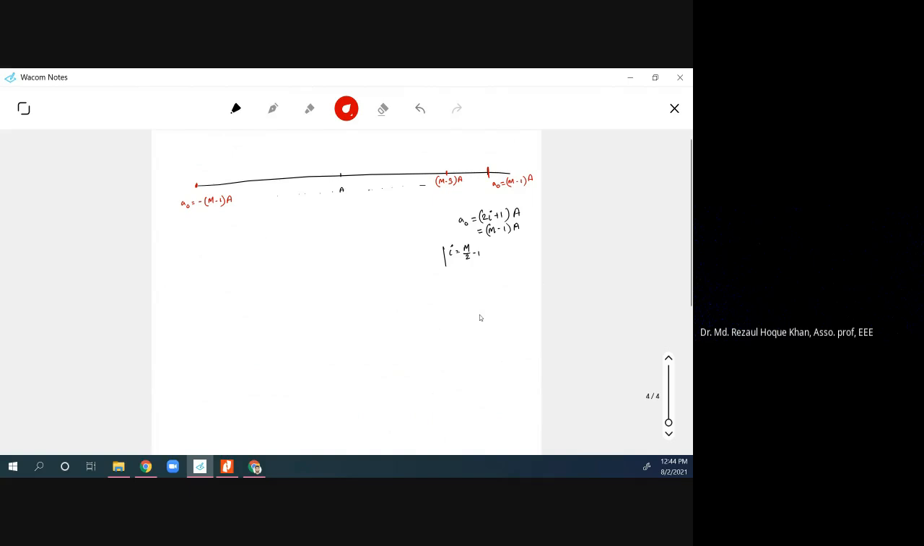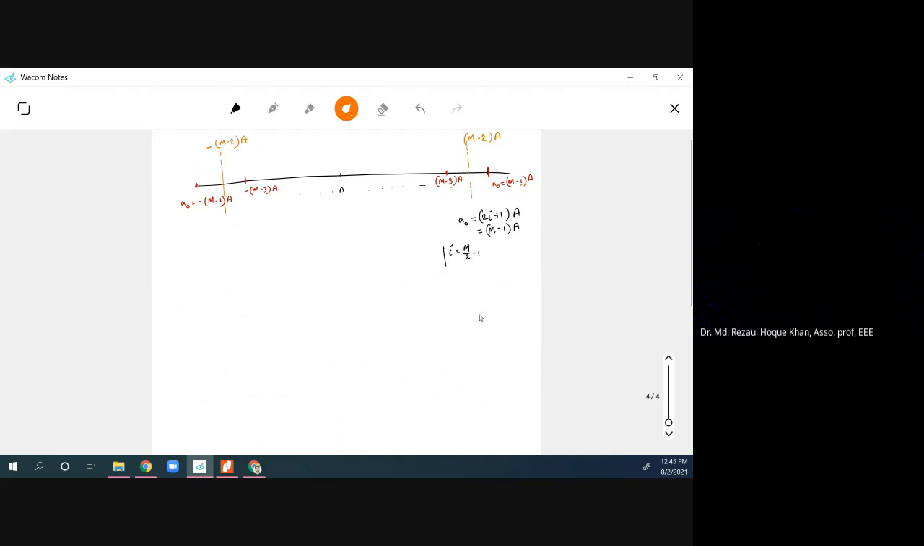Same thing, minus m minus 3a. What is the neighbor? What is the boundary between these two? Here is the boundary. Here is the boundary. What is the boundary point then? Boundary point is m minus 2a. You see, it was m minus 1a. So the previous one will be m minus twice a. The previous one will be minus 3a. Same thing. So here the boundary is minus m minus twice a.